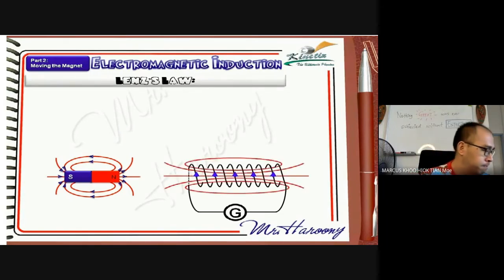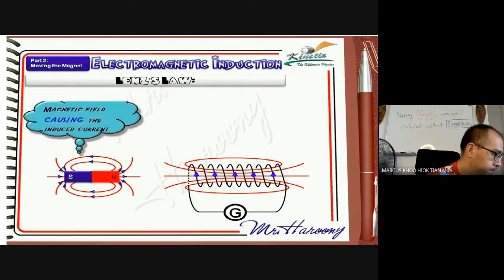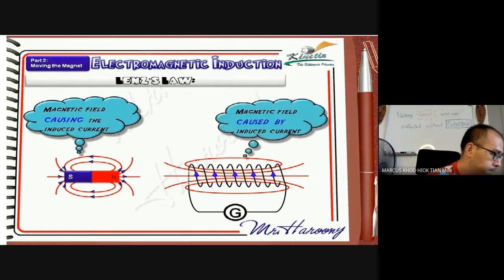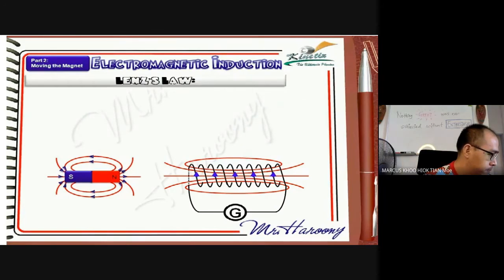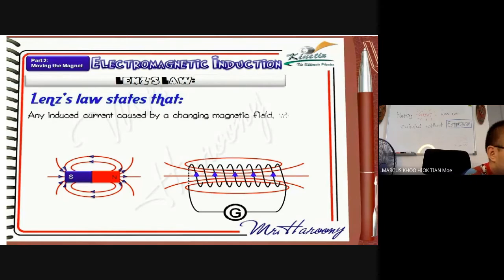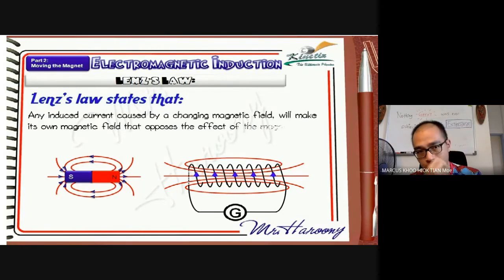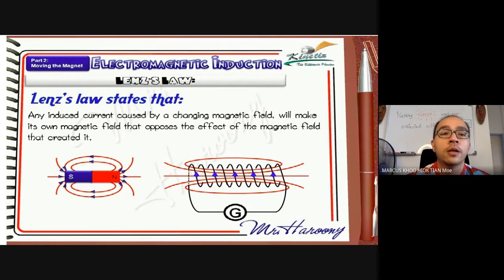It's clear now that we have two magnetic fields: the magnetic field of the magnet that causes the current, and the magnetic field around the coil that is caused by the current. Lenz's law tells us that the magnetic field caused by the induced current will oppose the effect of the magnetic field of the magnet that causes the current. So Lenz's law states that any induced current caused by a changing magnetic field will make its own magnetic field that opposes the effect of the magnetic field that created it.